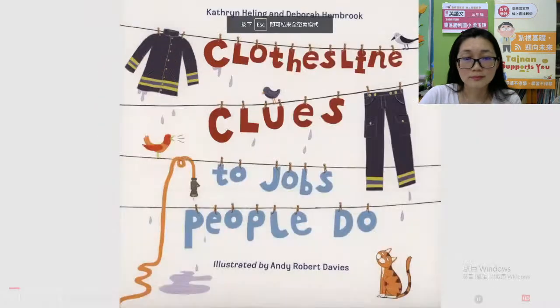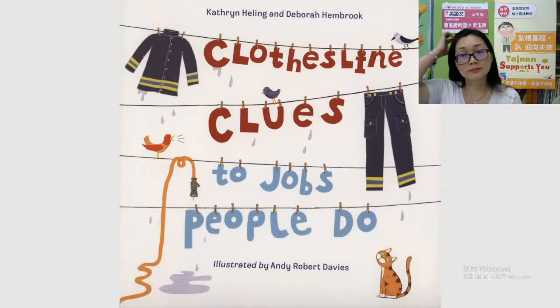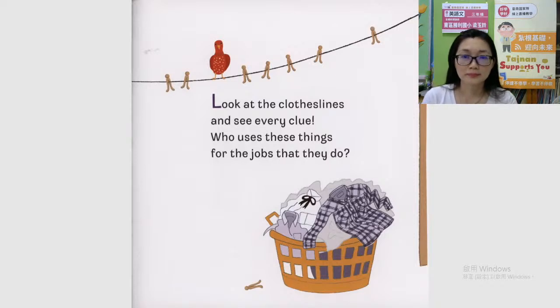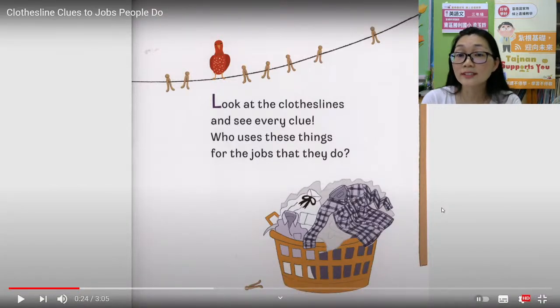Clothesline Clues: Jobs People Do by Catherine Helen and Deborah Hembrook, illustrated by Andy Robert Davies. Look at the clotheslines and see every clue. Who uses these things for the jobs that they do?